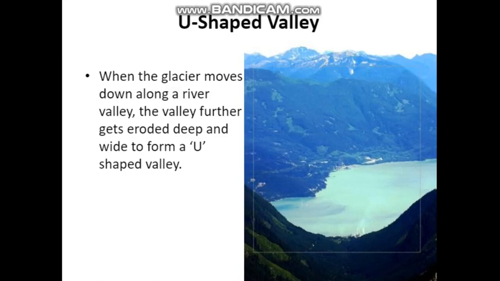So what do you mean by U-shaped valley? There is one question also. Listen, what do you mean by U-shaped valley? The valley is the shape of a U. When the glaciers move down along a river valley, along the rivers, what was also moving? Along with that, the ice also moves. At that time, what happened? The valley further gets eroded deep and wide to form a U-shaped valley.